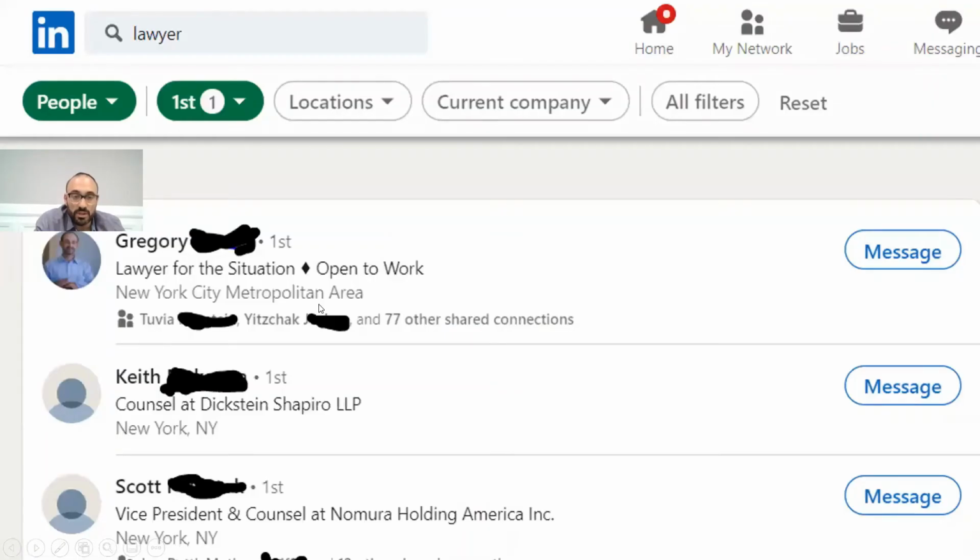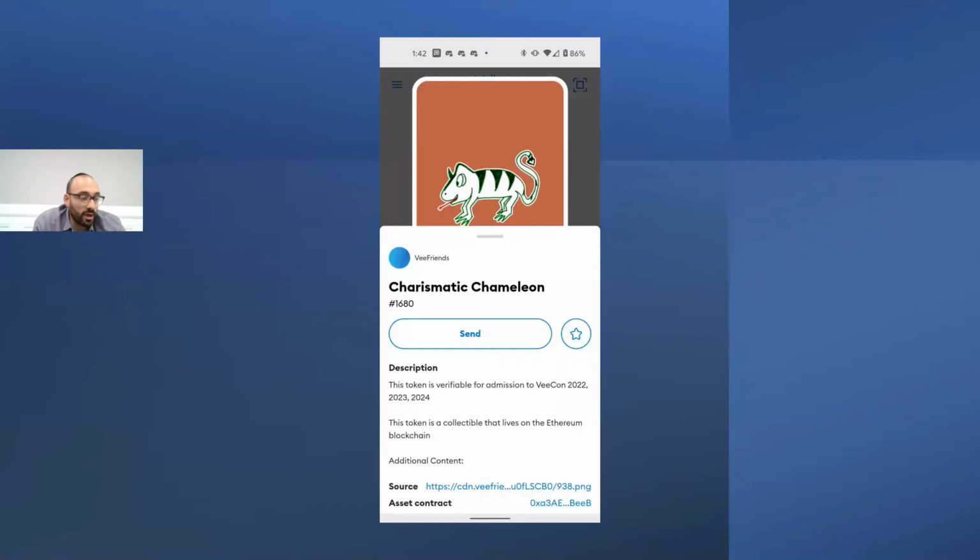Now, one thing that's important to understand about NFTs or really digital assets in general.